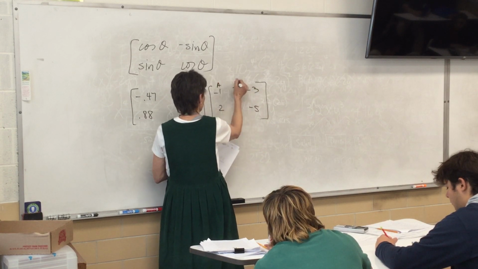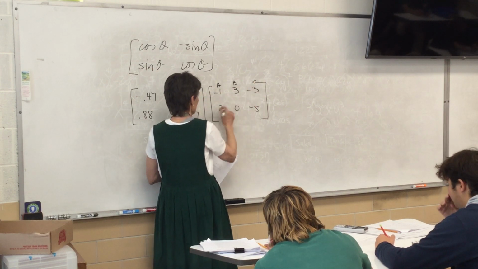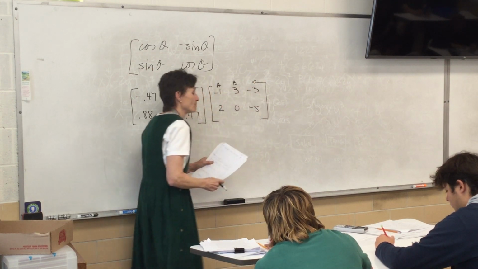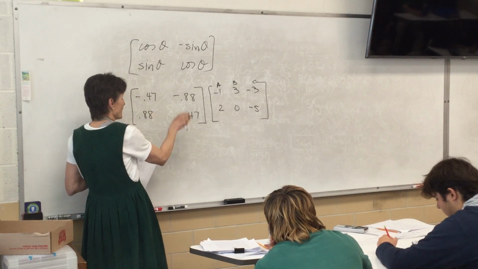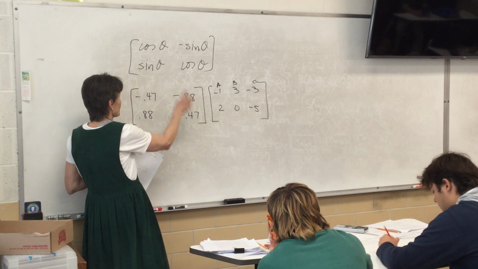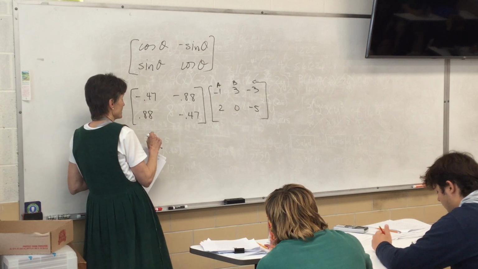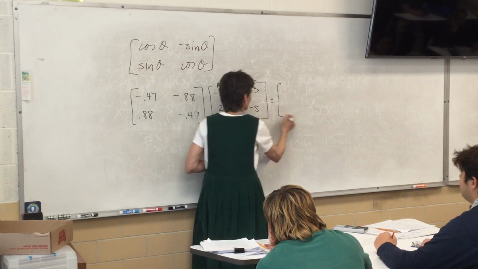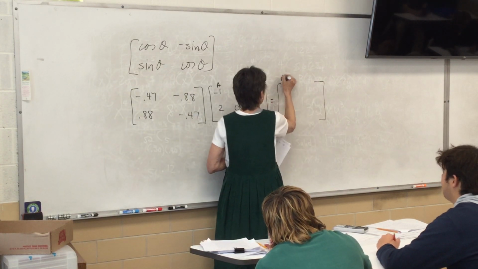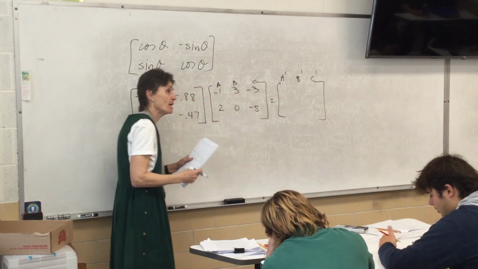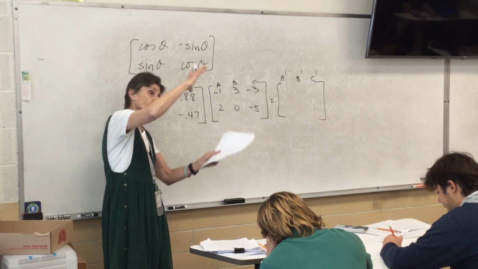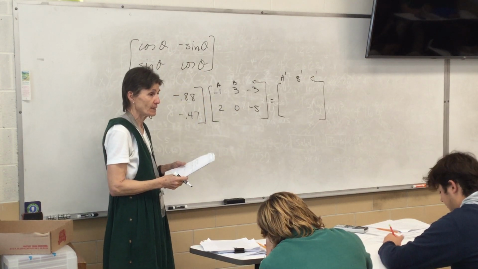This is A, B, and C. Point A, point B, and point C. So my job is to rotate that triangle through 118 degrees. And then what comes out is going to be the new points, A prime, B prime, and C prime, the new A, B, and C, after we've taken this triangle and rotated it 118 degrees.